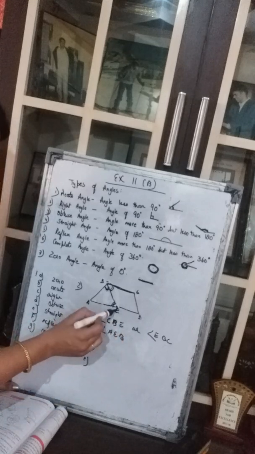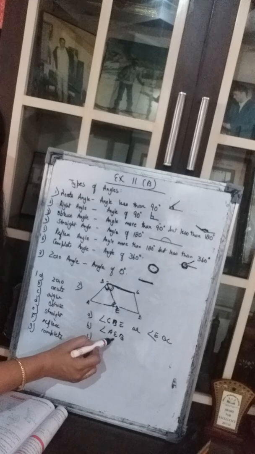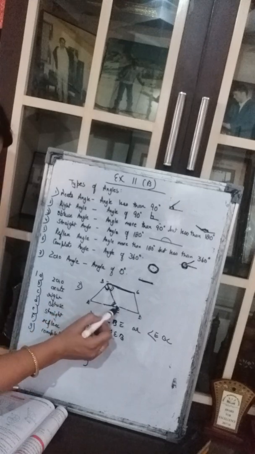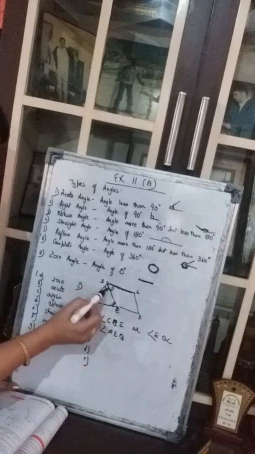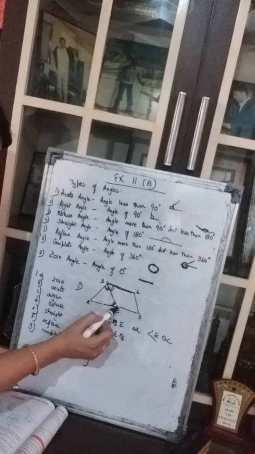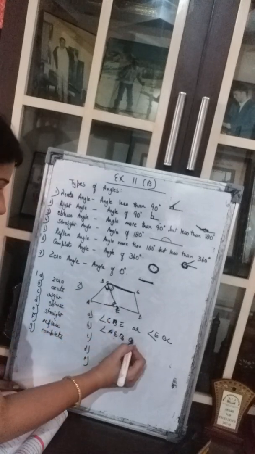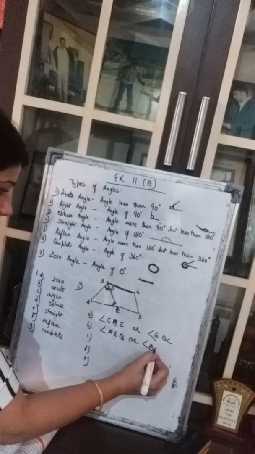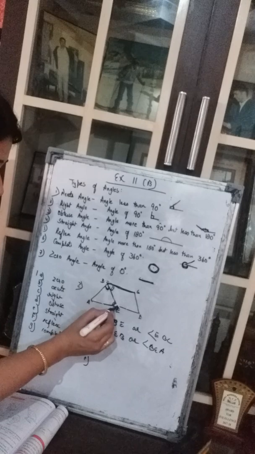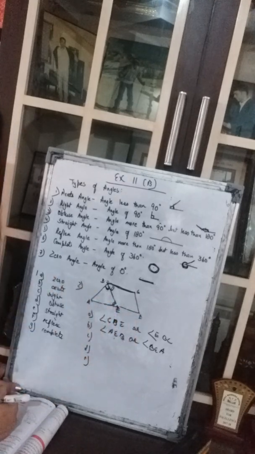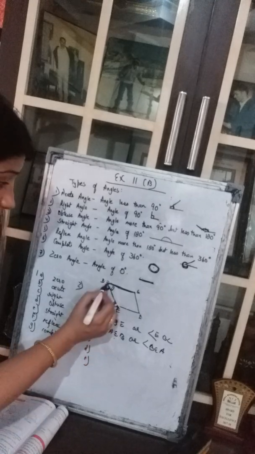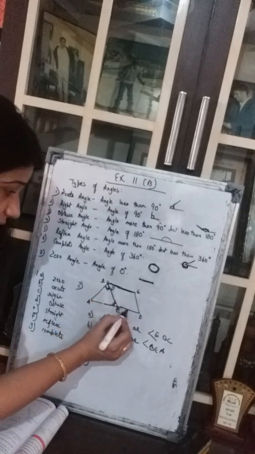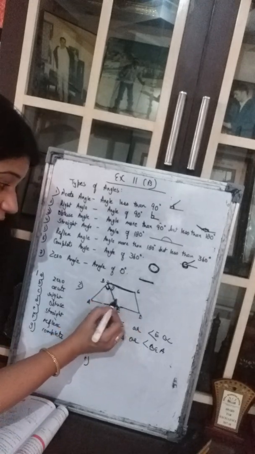Because it is being made at E, so this E will always come in the center. AEB, or you can write BEA. Girls, you will say, ma'am, why can it not be BED? This is also being made at E. Why? Because this angle, see, which angle is this?